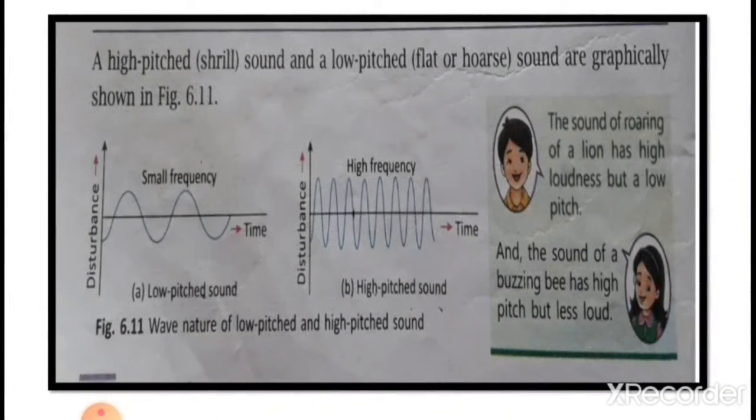So here is the graphical representation of high pitch sound and low pitch sound. In the first figure, you can see that the frequency will be smaller, which means when we are taking a particular area, the number of waves will be less. So we can call it less frequency. Okay, so it is a low pitch sound. And in the second figure, you can see that per unit time, there will be more waves. Okay, so we can call it high frequency and high pitched sound. Okay.